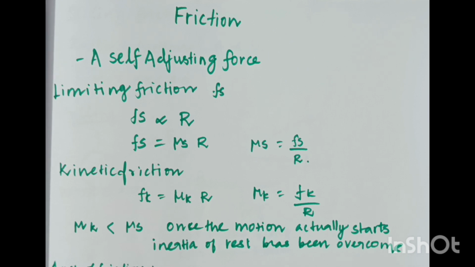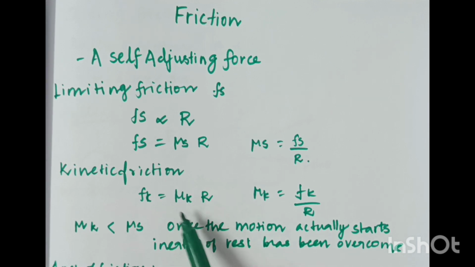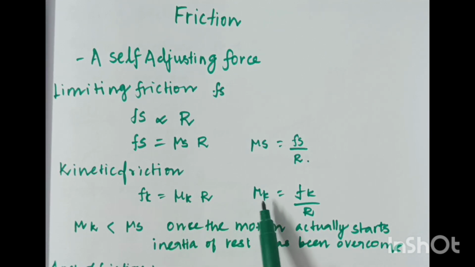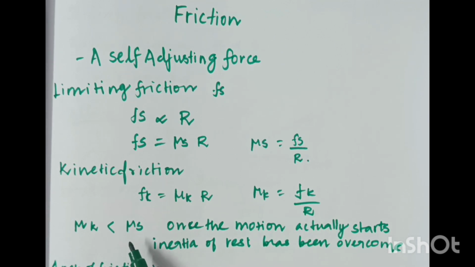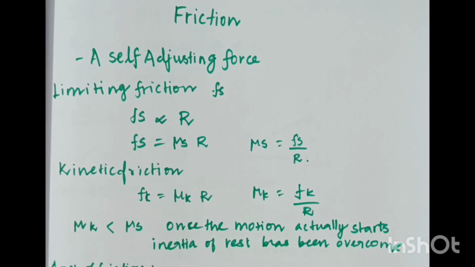Again, kinetic friction is proportional to the reaction force. From that we can write the coefficient of kinetic friction, mu k equals Fk by R. Now, the coefficient of static friction is always greater than the coefficient of kinetic friction, because once the motion starts, the inertia of rest has been overcome. So, that is the reason.